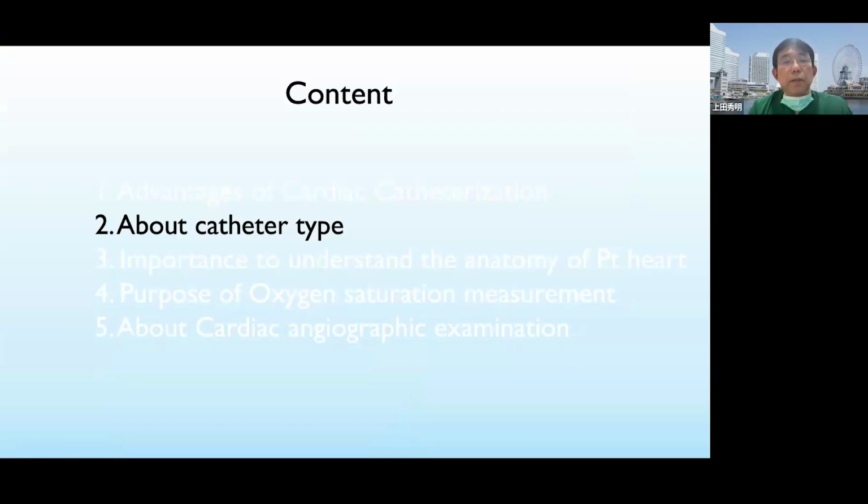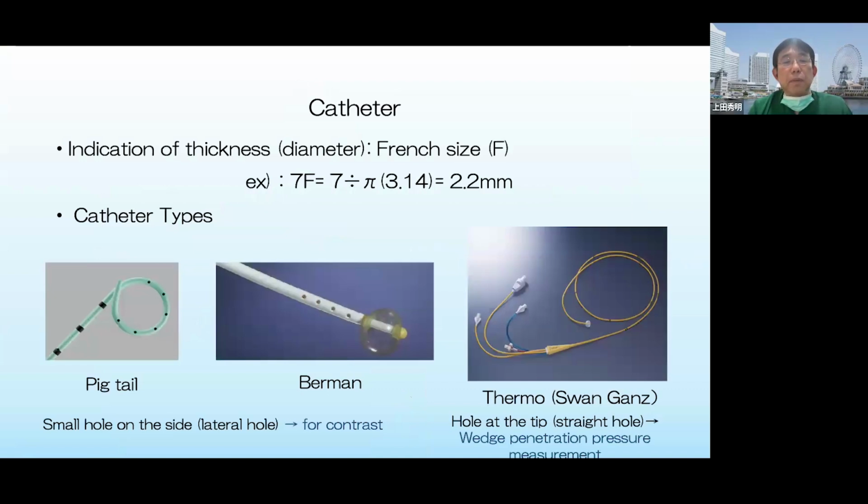So let's talk about the catheter types. There are many types of catheters, but first of all, I would like to talk about the French size. What does it mean? It's an indication of the thickness of the diameter. For example, if you choose a 7 French sheath, that means 7 divided by pi, which is 3.14, which is 2.2 millimeters. So we just use 4 to maybe 8 French sheaths. But using this formula, we can very easily get the thickness of these catheters.